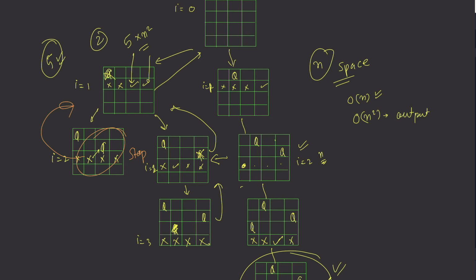So when the interviewer asks you to tell the space complexity just because of the recursion stack, it will be big O of n, and when he's asking you the overall space complexity, that will be n square. Now talking about the time complexity.